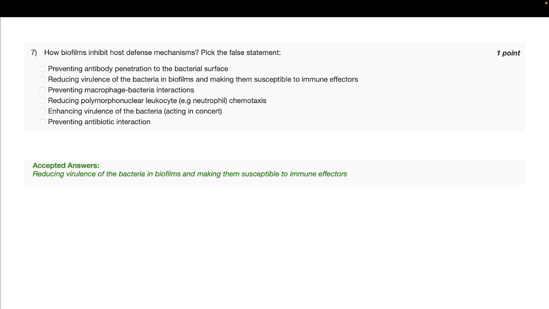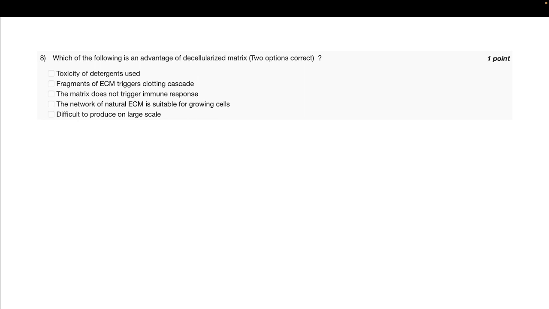Okay, we'll move on towards the next question. Which of the following is an advantage of decellularized matrix? We have to choose two correct options. Toxicity of detergents used, fragments of ECM triggers clotting cascade, the matrix does not trigger immune response, the network of natural ECM is suitable for growing cells, difficult to produce on large scale. So we have to select advantages of decellularized matrix.